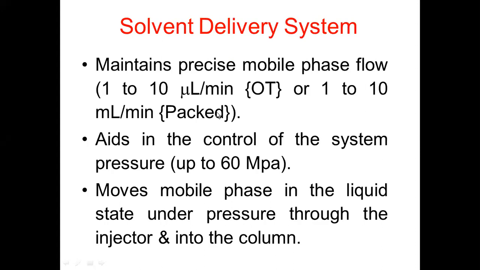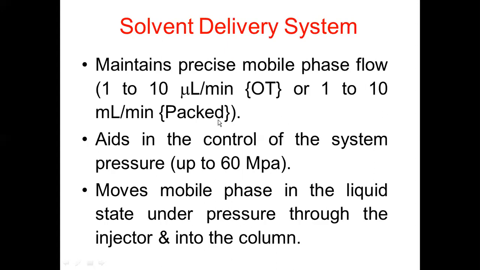Flow rate is the rate at which the solvent travels through the chromatographic column. At least 1 to 10 microliter per minute must be maintained while using open tubular columns, or 1 to 10 ml per minute while using packed columns, because the internal diameter of the open tubular column is very small when compared to the internal diameter of the packed column.